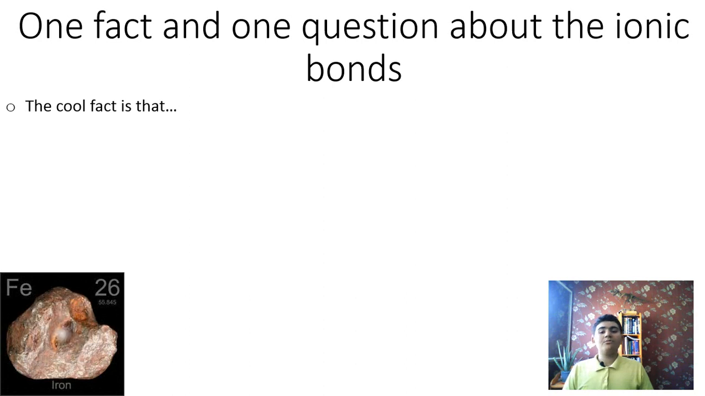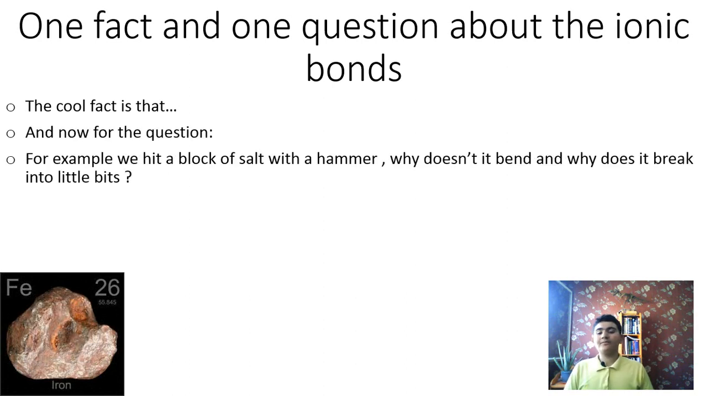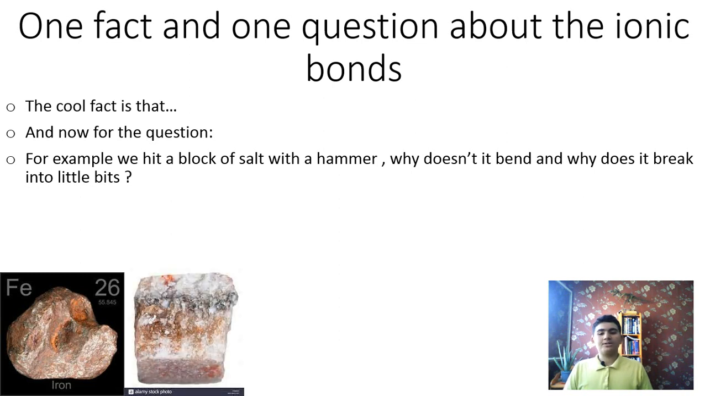I do have a question for you. When we hit a block of salt with a hammer or a hammer and a chisel, why does it break and why doesn't it just bend? You can pause the video to think, because this one is a little bit hard. Whoever gets this question right is either a pro, or has watched this video two times.